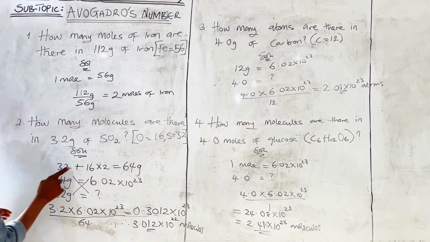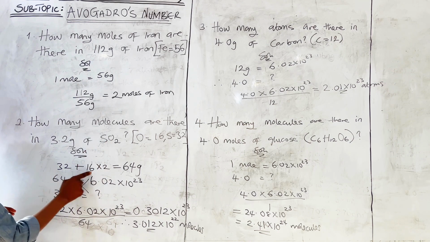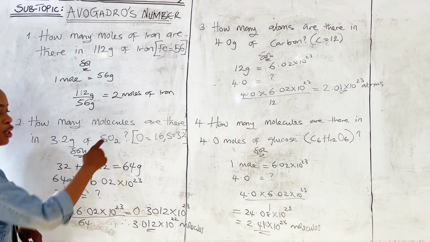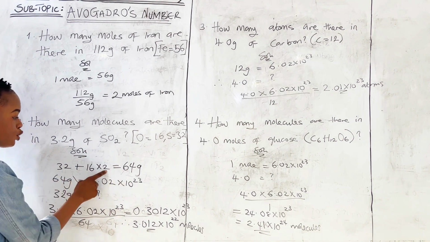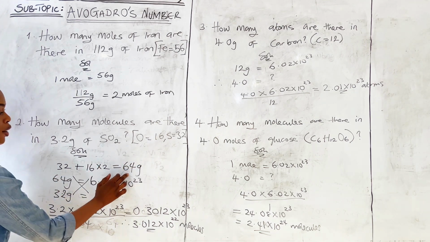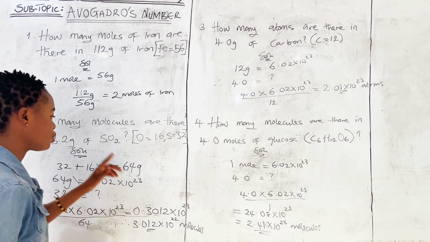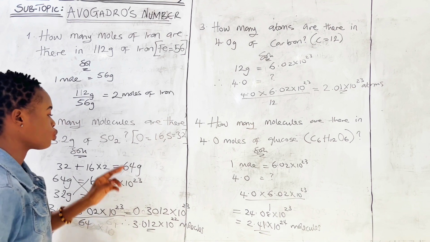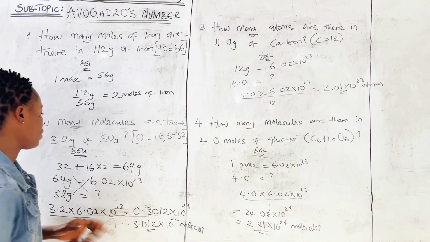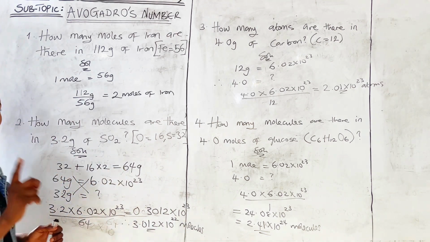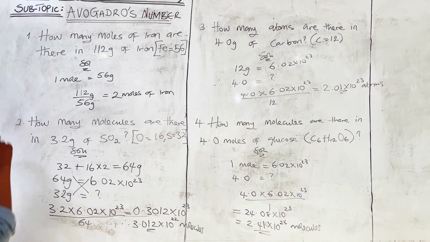So sulfur is 32, oxygen is 16, but there's a 2 attached to it. So you're going to be multiplying 16 by these 2. And when you total that up, what you have is 64 grams. So that is to say 1 mole is equal to what? 64 grams. So now that we know that 1 mole is equal to 64 grams, then we can now go back to the question.